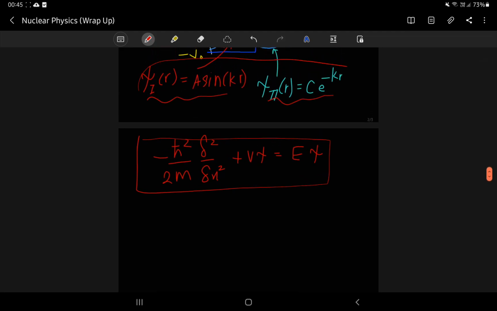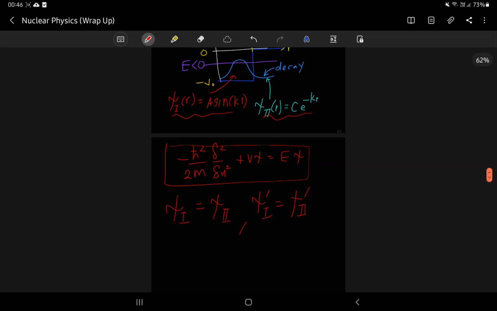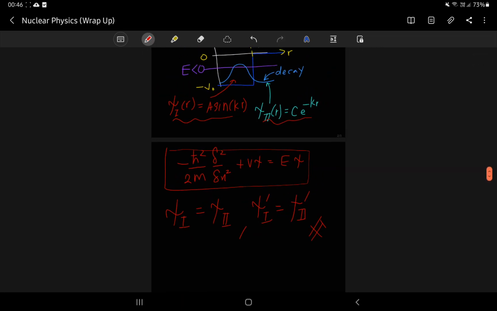Then you solve the boundary condition, which is at the boundary psi 1 equals to psi 2, and the first derivative of psi 1 is equivalent to the first derivative of psi 2. Okay.